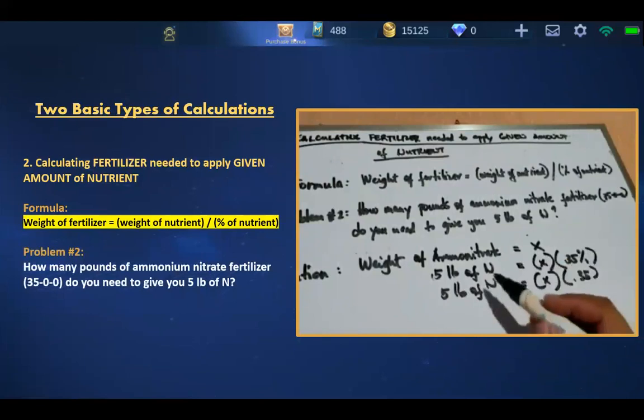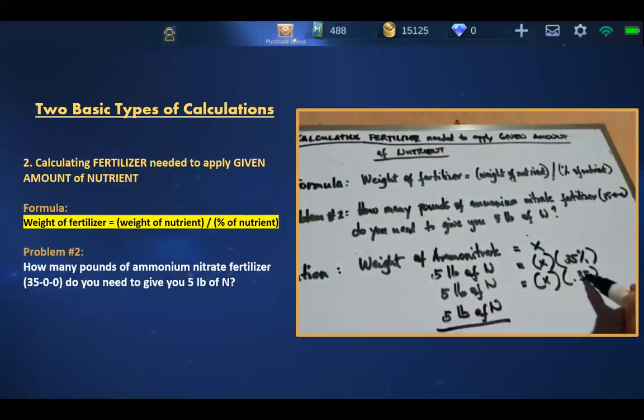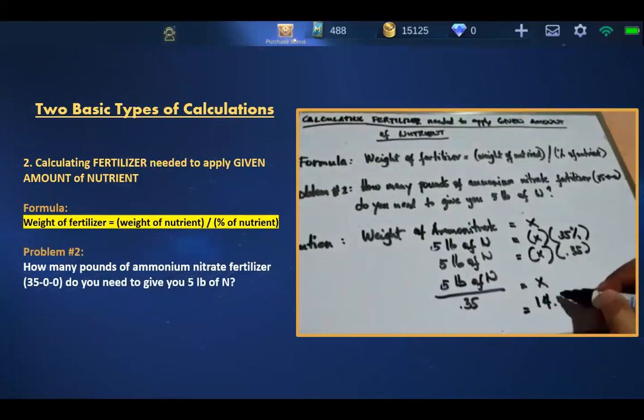Then apply cross multiplication. It will become 5 pounds of N divided by 0.35, because we transfer 0.35 to the other side, is equal to X. So 5 pounds of nitrogen divided by 0.35, our answer is 14.3 pounds of ammonium nitrate. So this is our final answer.